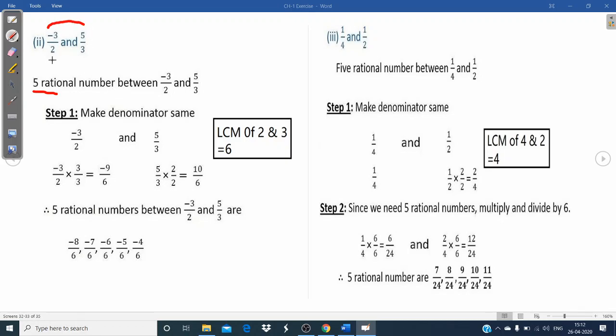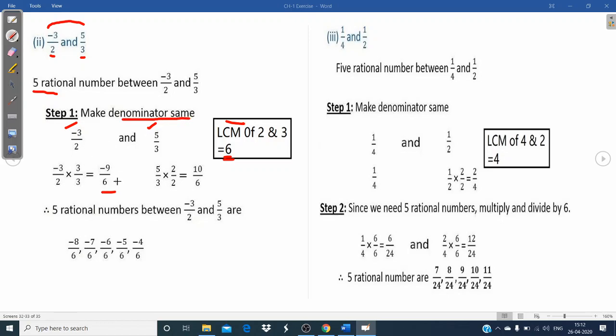So again, the first step is what? We have to see whether the denominators are the same or not. Since the denominators are not the same, we have to make the denominator the same. So you have to take the LCM of 2 and 3. LCM of 2 and 3 is 6. Your numbers were -3/2 and 5/3, and now we have to make the denominator the same. So LCM is 6.